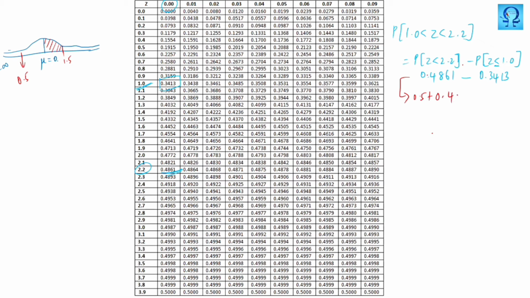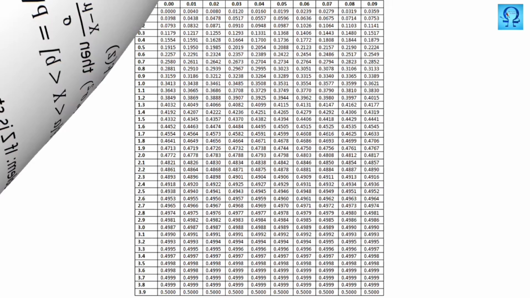0.5 plus 0.4861. This is the actual value. Because if you just consider only this 0.4861, it means you have calculated from 0 only. If you are calculating from minus infinity, you will have to add this. Here also the same, 0.5 plus 0.3413. Anyway, this 0.5 and 0.5 cancel and you are left with 0.4861 minus 0.3413. You just do the calculation and this is the required probability.